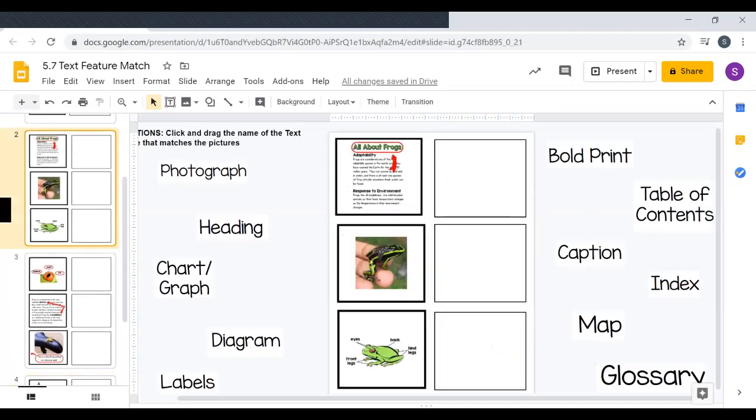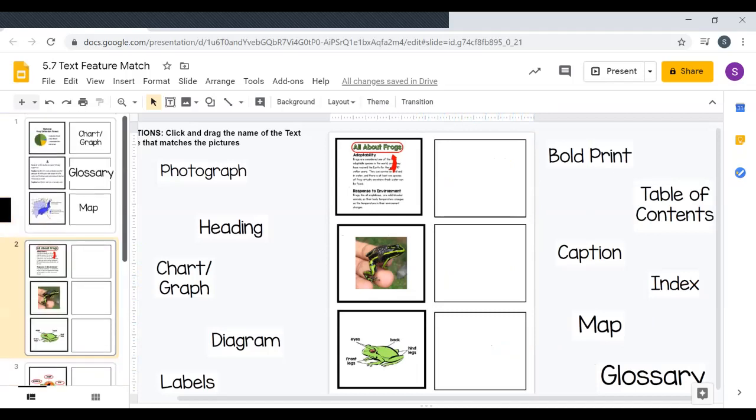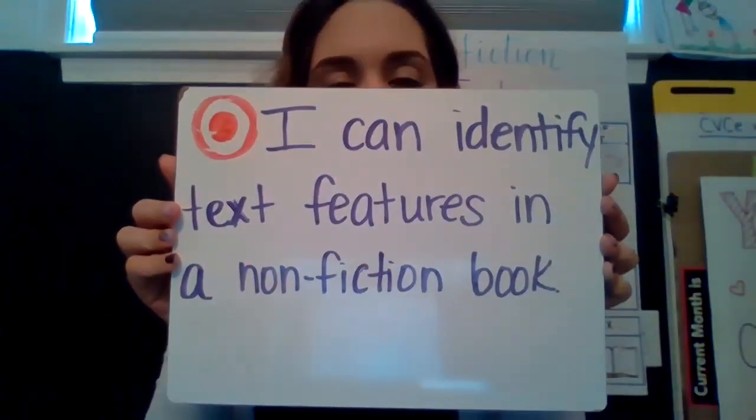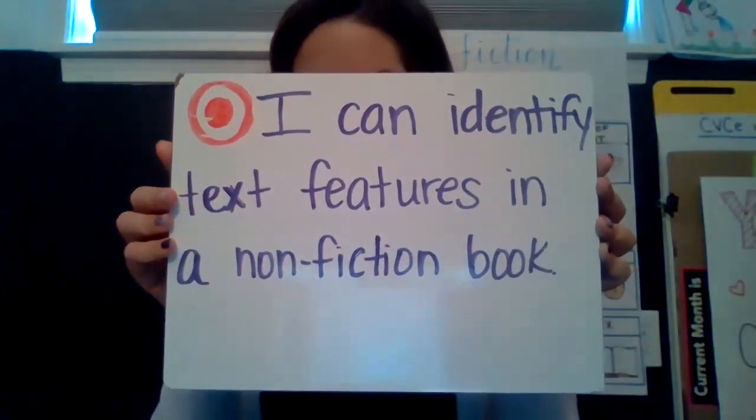Once all of your white boxes are filled in, you are finished and you can exit out and click Turn In on Google Classroom. So remember, my friends, you are working on our target. I can identify text features in a nonfiction book. Every picture that you're matching today is a text feature that we've talked about. So if you're having trouble, go back and watch our videos again to try to refresh your mind about what each thing is. But go ahead and get right to work.